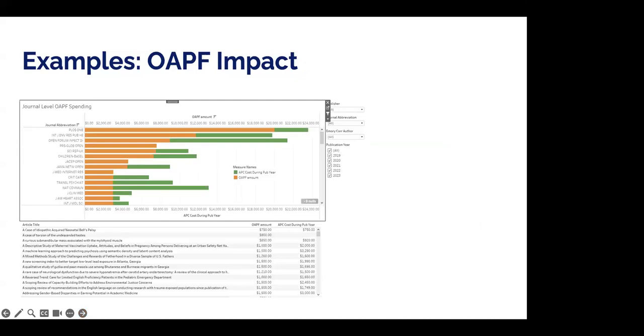Chris also mentioned that part of the story was the role of the Open Access Publishing Fund, and really this working with the folks that steward this fund and their efforts was part of the impetus for all of this to begin with. And so we wanted to be able to tell that story in this dashboard as well.